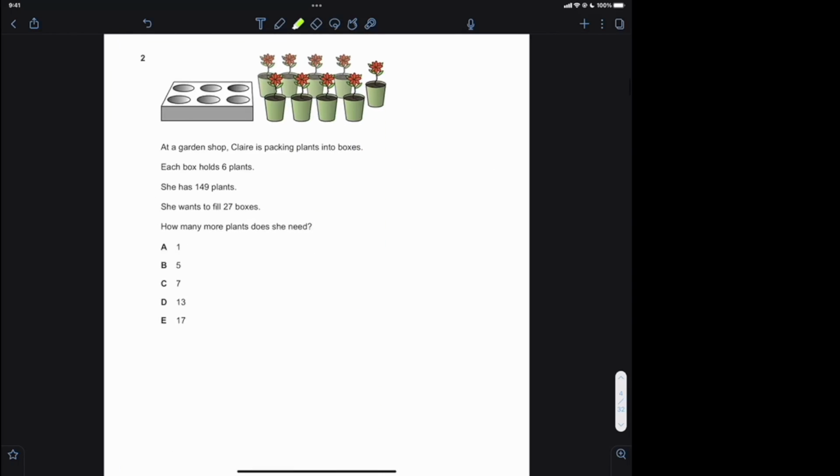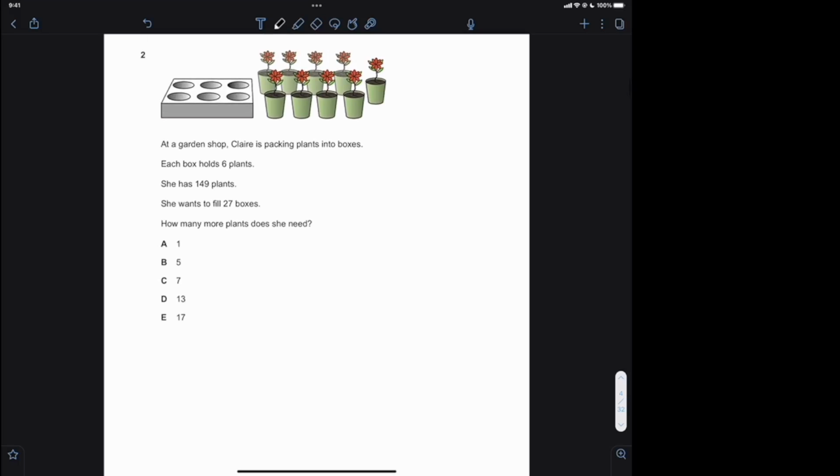All right. Question 2. At a garden shop, Claire is packing plants into boxes. Each box holds 6 plants. One of these boxes here. She has 149 plants and she wants to fill 27 boxes. How many more plants does she need? Well, first of all, we should work out how many plants she would need in total. Then we can work out how many more she needs.